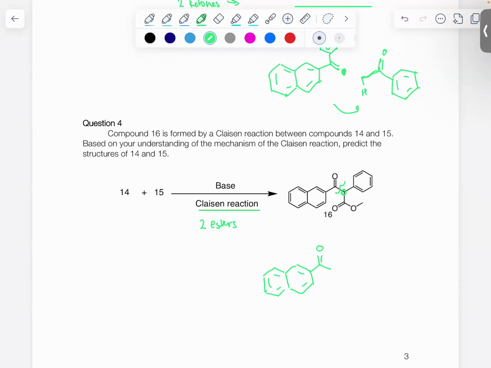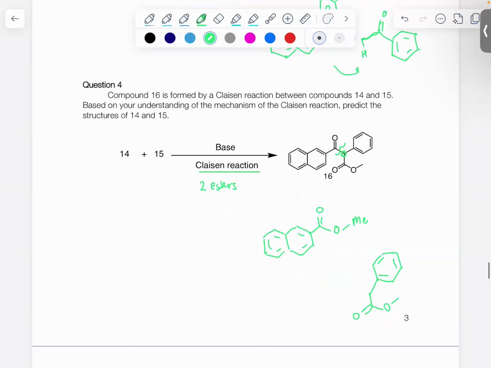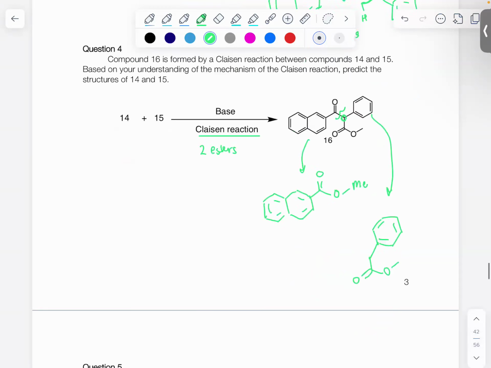And we needed two esters. So we have the carbonyl part. We have to add on what else is needed to make it an ester. And then we can add in the rest of our molecule. And we get our two starting materials.